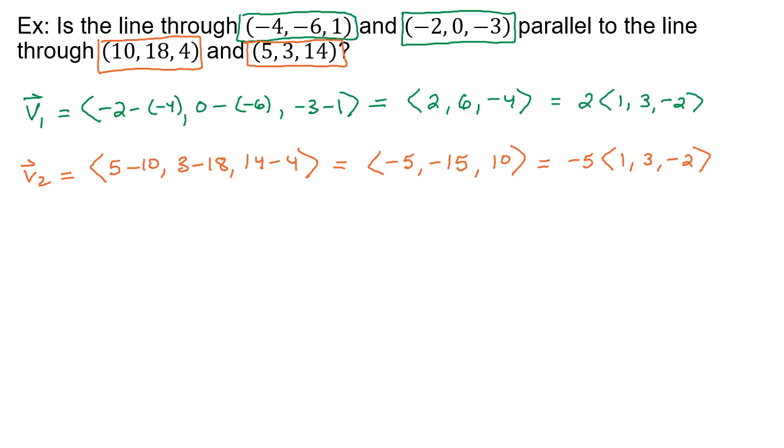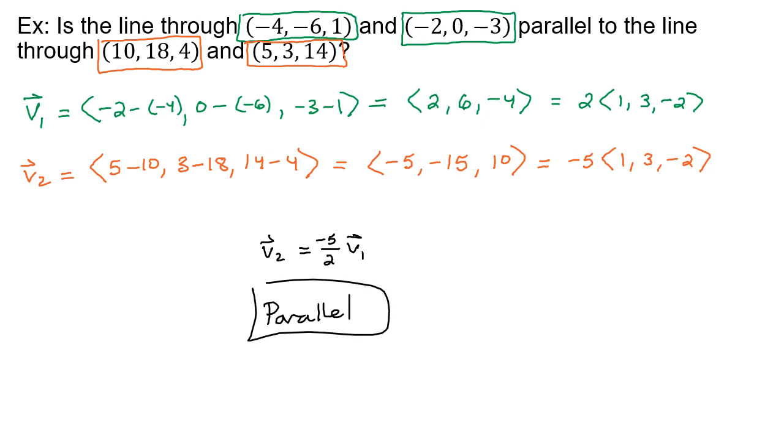Because of that, they are constant multiples of each other. For instance, you could say that the second one is gotten from the first one by multiplying by -5 halves. So I could say that v2 is v1, but I had to get rid of the 2, so I divided by 2, and I had to multiply by -5. So they are constant multiples of each other, and since they are constant multiples of each other, they are parallel. That's the quicker way to do it. But like I said, you could also do the cross product definition if you want to.